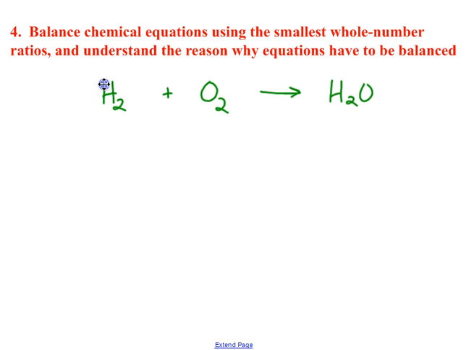But when we look at this chemical equation, what you might notice is that the number of atoms on the left side do not equal the number of atoms on the right side. And that brings us to this reason why equations have to be balanced. The reason why equations have to be balanced is better known as the law of conservation of mass, or of matter, which says that matter cannot be created or destroyed.